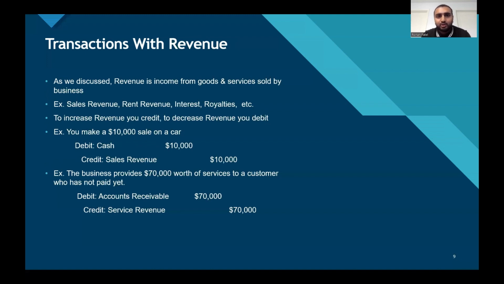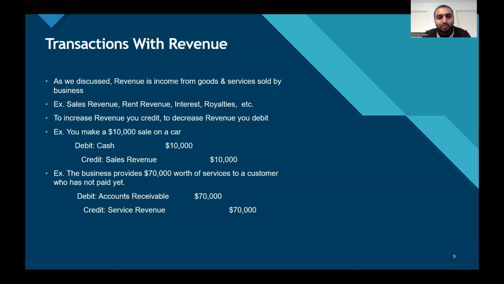So the next example, the business provides $70,000 worth of services to a customer who has not paid yet. So we debit accounts receivable for $70,000, right? Since this customer hasn't paid us yet for the services that we have done for them. So they will pay us back at a later date, but for right now, it is an asset that is going into our accounts receivable account. It's been gained, right? Their obligation.